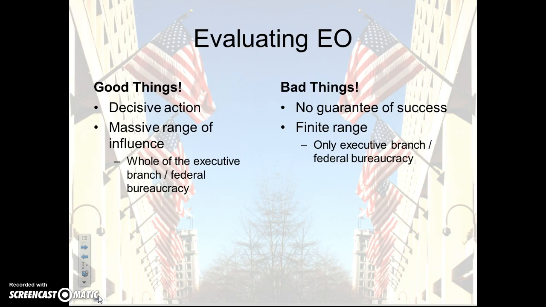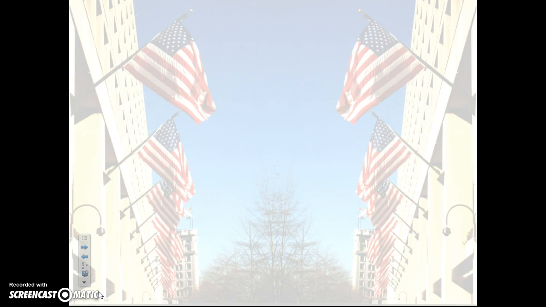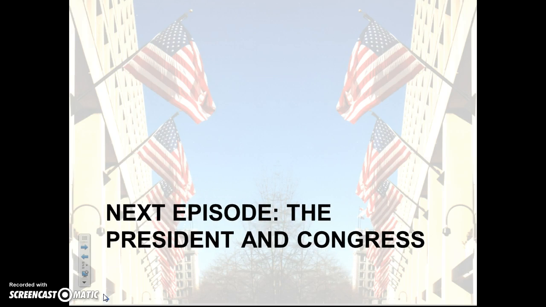It might be 2.7 million people, but they don't apply to General Motors. They don't apply to McDonald's. They don't apply to anyone who doesn't draw their check from the federal government. And they can be overturned fairly easily. Congress can legislate over the top of them, and future presidents can actually reverse them. The Supreme Court can also declare them unconstitutional. So really, while they're good, they have certain limitations.